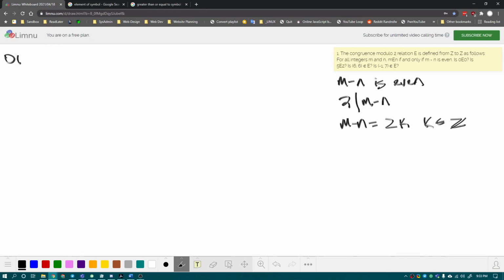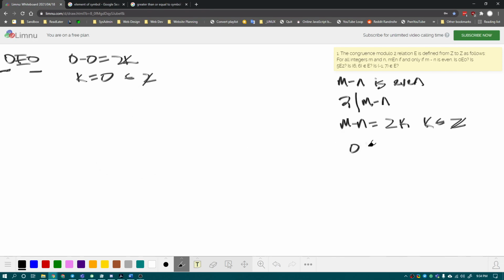So the first question is, does 0 relate to 0 through E? Don't forget that the first number is m, the second number is n. So I'm just going to plug m and n in here, and I'm going to try to solve for k. I'll determine if k is an integer. If it is, then the statement is true. If it is not, then the statement is false. So 0 minus 0 is equal to 2k. k is equal to 0, which is an integer.